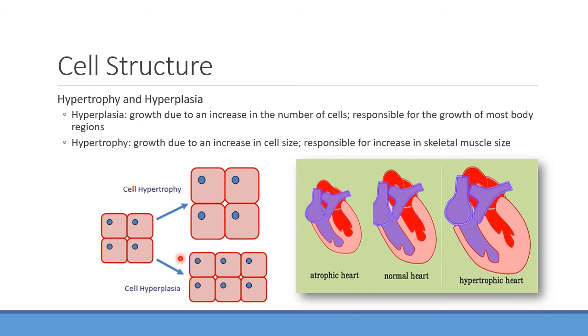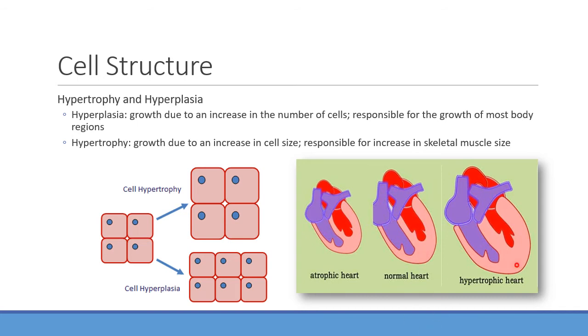So again, it's important to keep that distinction in mind. Muscle tends to not necessarily, when you have someone who starts working out and develops big muscles, it's not because they have brand new muscle cells. The muscle cells that they have to begin with got bigger for the most part, right? And so again, that's hypertrophy. Same thing can happen to the heart.